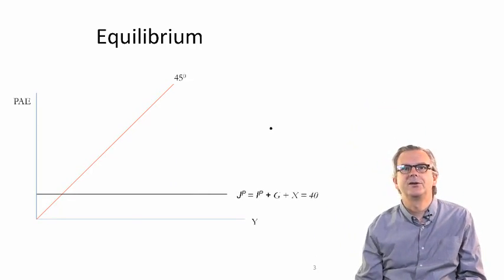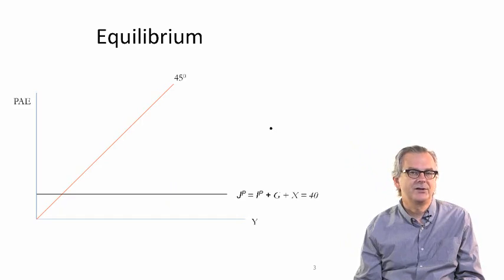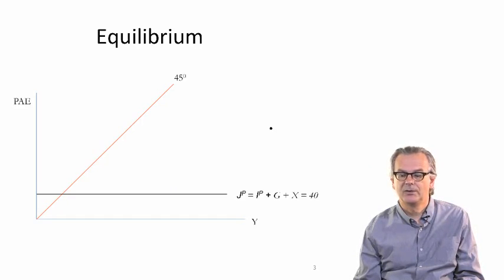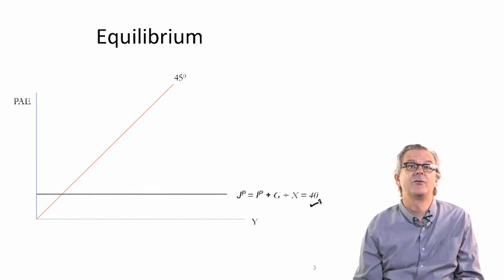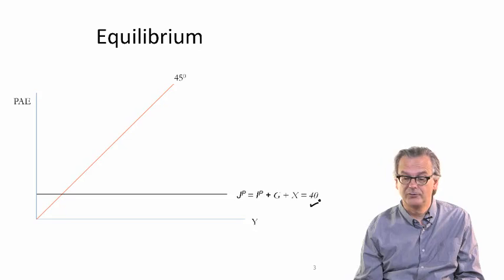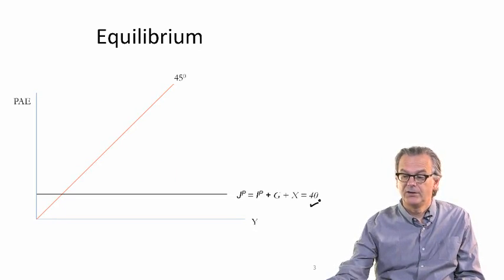So let's start with planned injections. You'll recall that planned injections can be represented visually by a horizontal line in this particular framework, where the fact that this line is horizontal reflects our assumption that the spending plans of firms, government and foreign residents are exogenous, so they don't vary systematically with current GDP. Using the numbers in the table that we've been working with, the economy's planned injections will have a numerical value of 40.